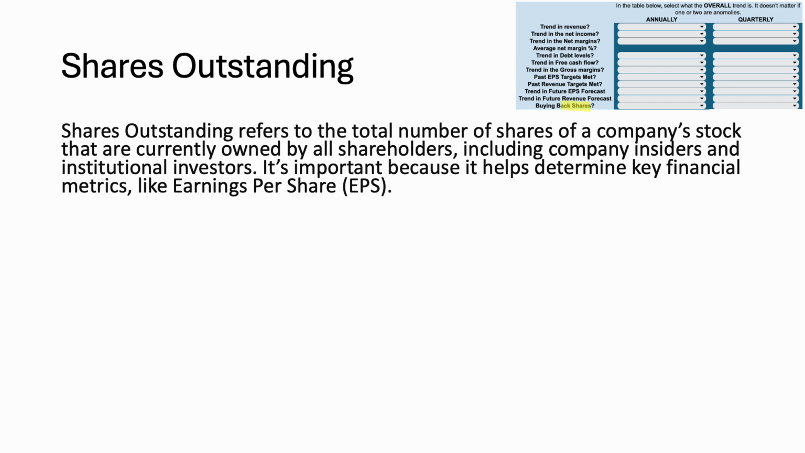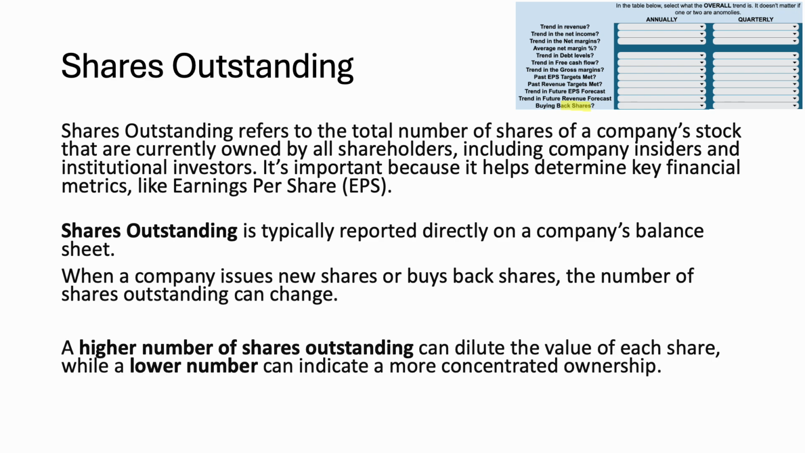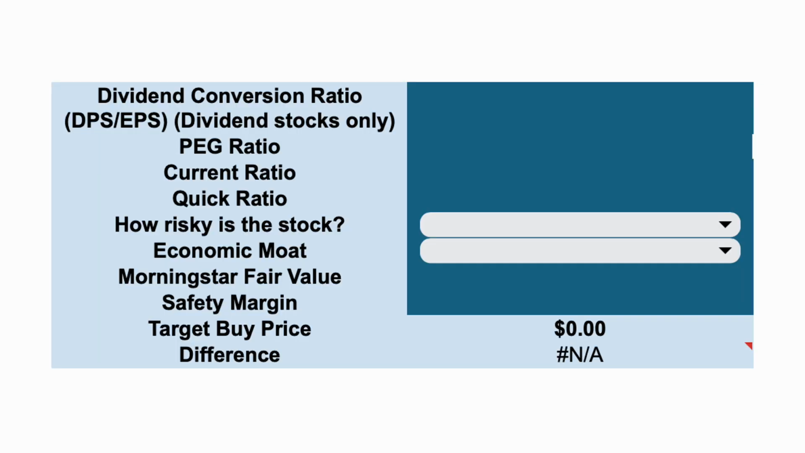The next thing is shares outstanding. It's quite complex, but the way I think of it is: how many shares are out there? How many shares does a company have? This is normally on the balance sheet whenever they report earnings. A high number of shares outstanding means that the company has a lot of shares out there, which is a way of diluting, whereas a low number of outstanding shares means that the company might be buying back shares and is more concentrated.